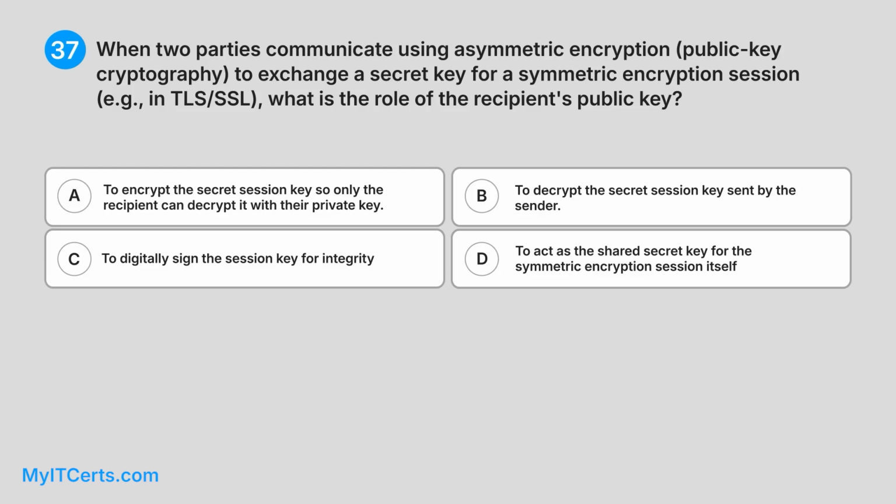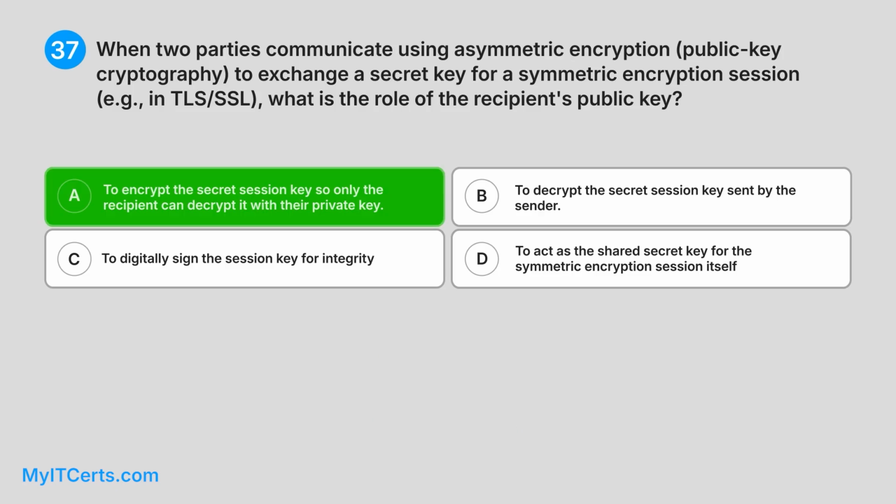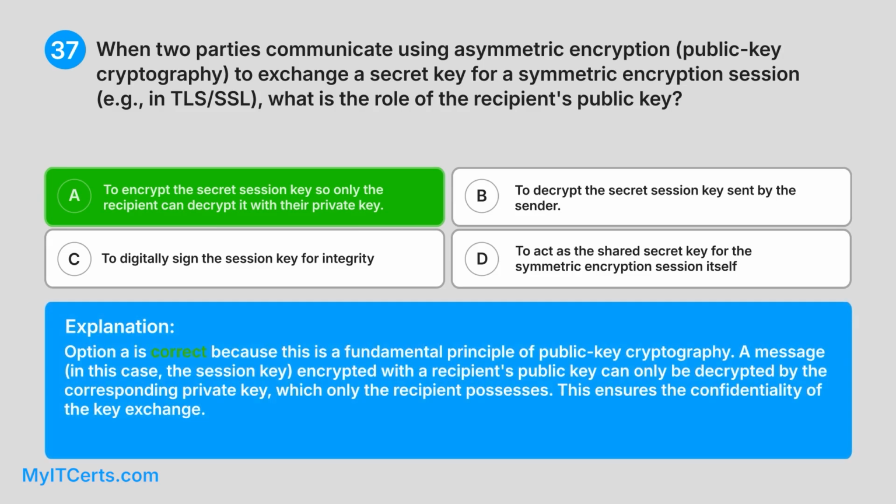Correct answer: A. To encrypt the secret session key, so only the recipient can decrypt it with their private key. Explanation: Option A is correct because this is a fundamental principle of public key cryptography. A message, in this case the session key, encrypted with a recipient's public key can only be decrypted by the corresponding private key, which only the recipient possesses. This ensures the confidentiality of the key exchange.